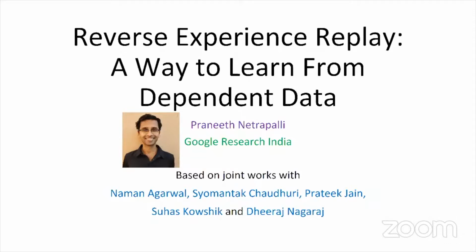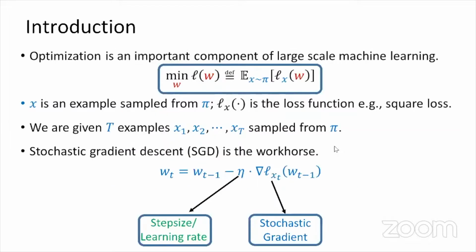Today I would like to take a slightly different aspect within stochastic gradient descent, which is about learning or optimization with dependent data. This is joint work with a bunch of amazing collaborators: Naman Agarwal, Shumantak Chaudhary, Prateek Jain, Suhas Kaushik, and Dheeraj Nagaraj. If there is any question, please feel free to stop me and ask me right away.